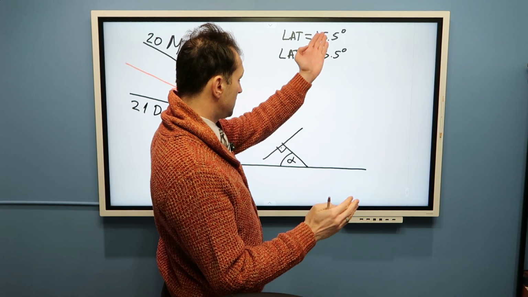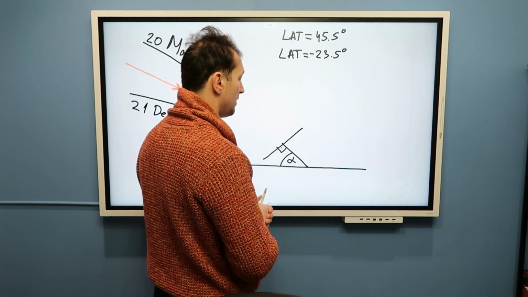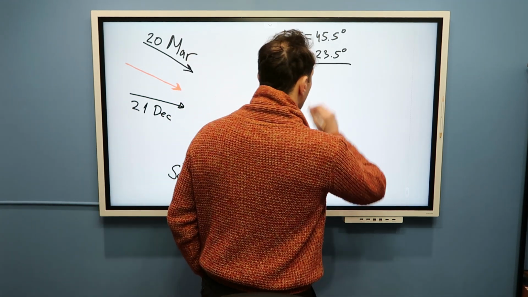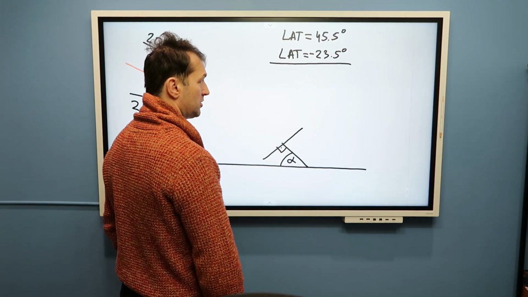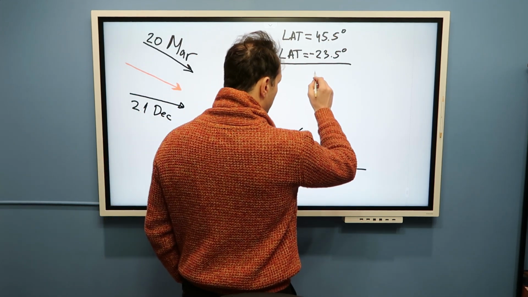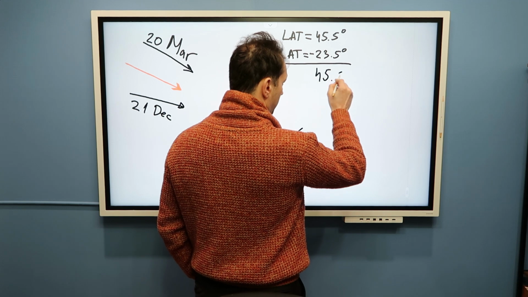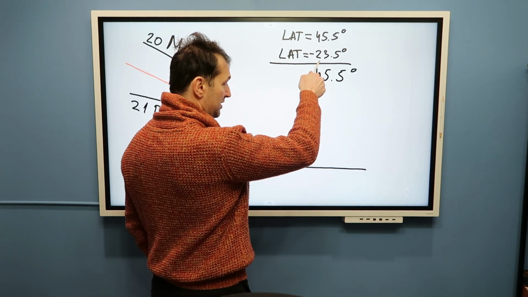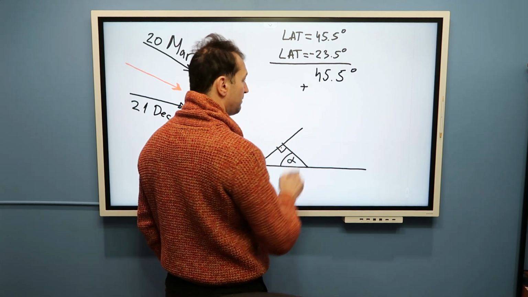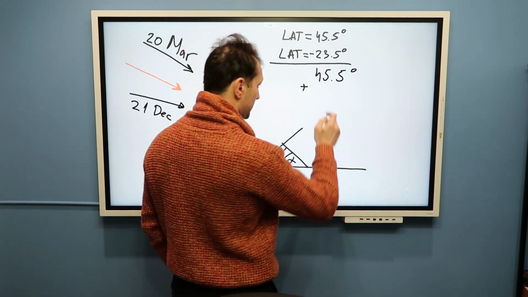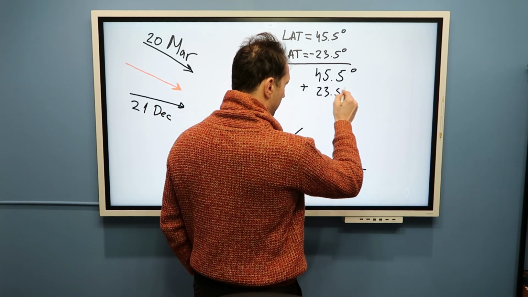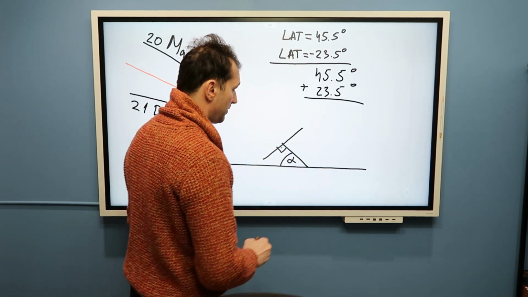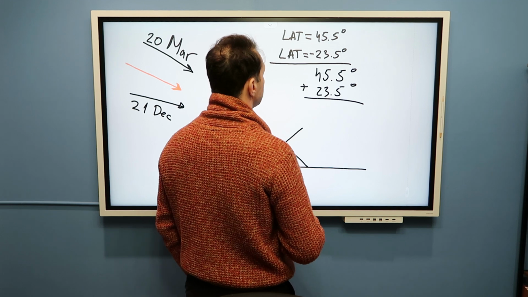Northern latitudes have positive sign, southern latitudes have negative sign. So now we need to subtract these two latitudes. But keep in mind that 45.5 degrees minus negative 23.5 will result actually in plus, because minus and minus give plus. So I will have this relationship. So what is the sum of these two?